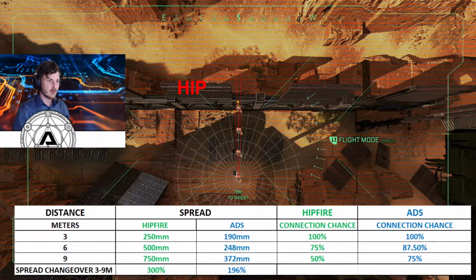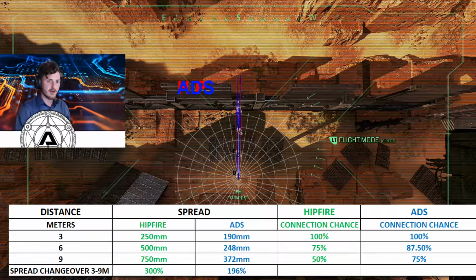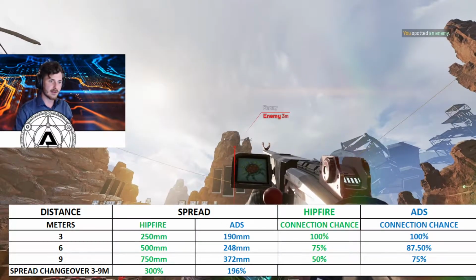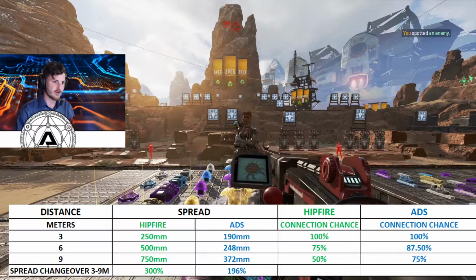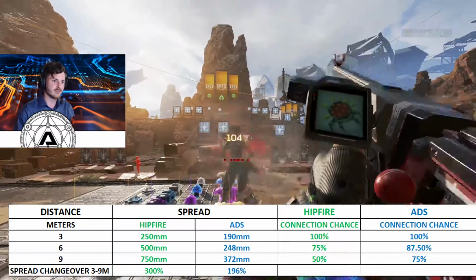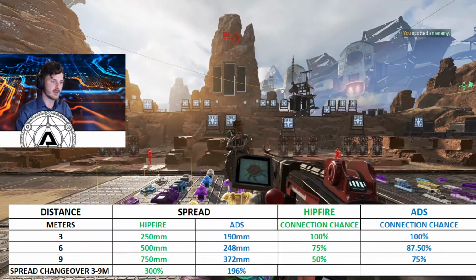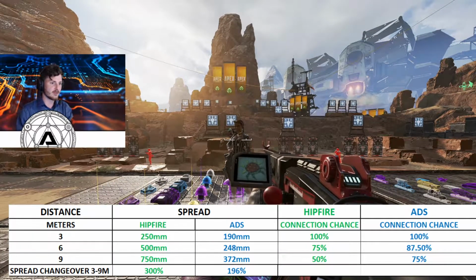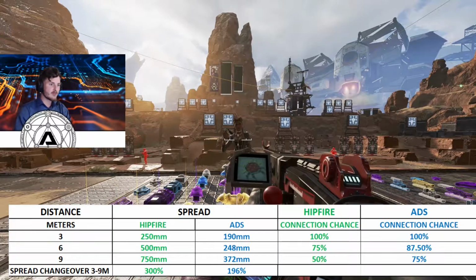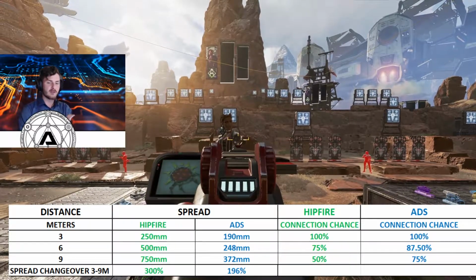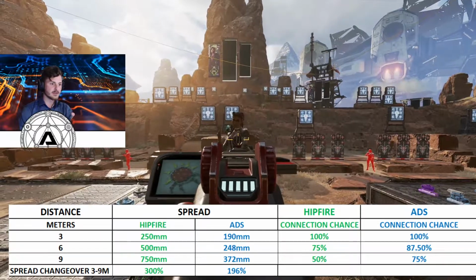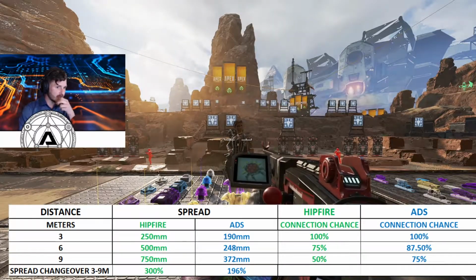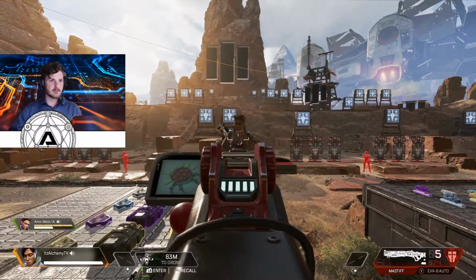We got first column is spread. We got hip fire and ADS. Notice at the far right it says distance in meters. So that is going to relate to all those different rows there. At 3 meters you got 250 and 190. At 6 you got 500 and 248. And at 9 you have 750 and 372. So hip fire, your spread over 3 to 9 meters is going to be 300%. It's a lot, 3 times, right? ADS only 196%.